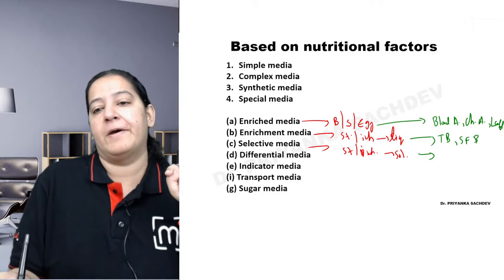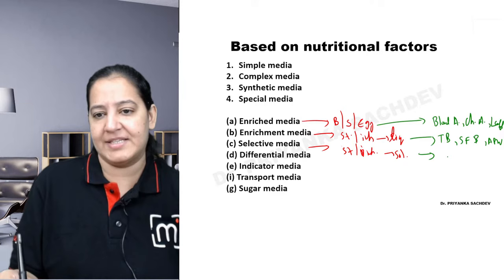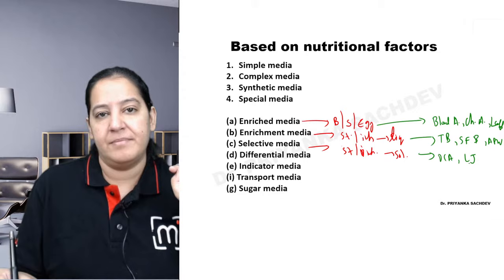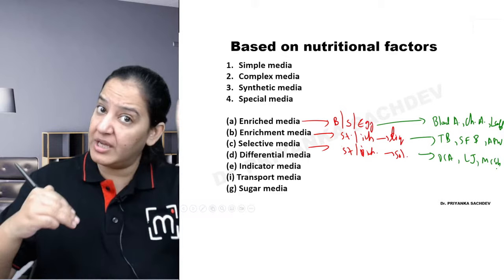And alkaline peptone water. Right. In selective media, I told you three examples: DCA, deoxycholate citrate agar; LJ medium, Lowenstein-Jensen medium; and MacConkey agar. So that is the second step. You should know three examples of each of them.